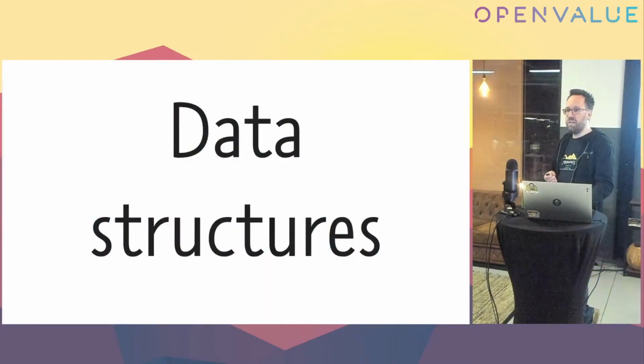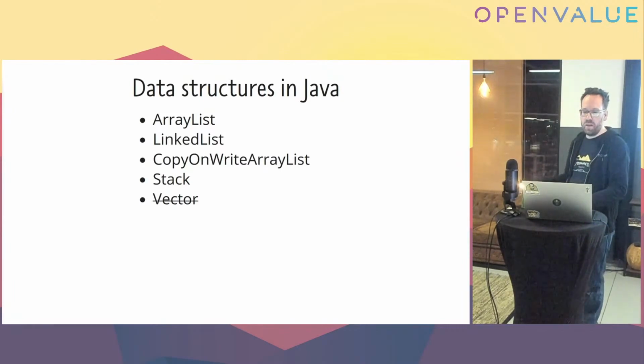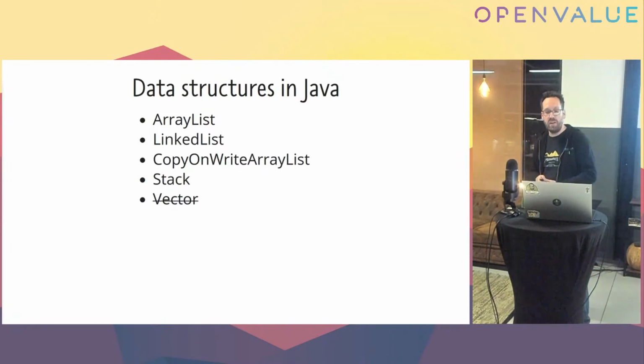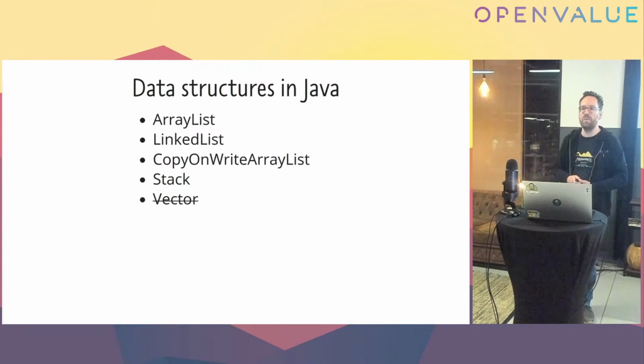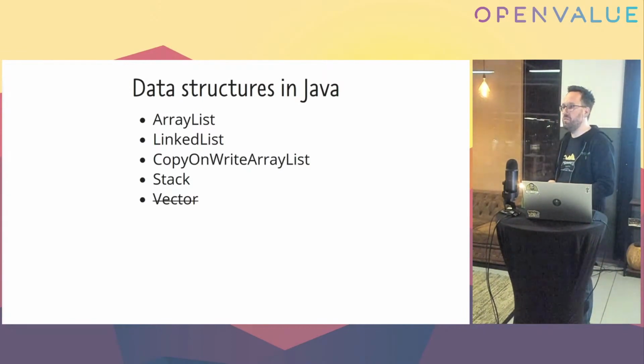So what kind of data structures do we have in Java? Well, we have lots of different types of lists, and they all have their own specific profile of big O algorithms that work on them. So we have the array list, we have the linked list. Copy on write array list is cool if you do concurrency. There's a stack, there's even a vector, and you shouldn't use that one. Just don't.